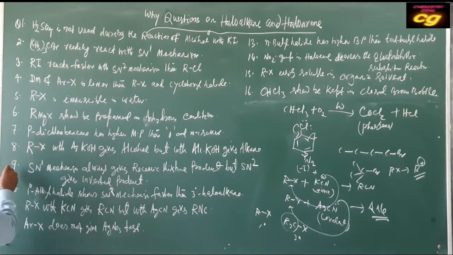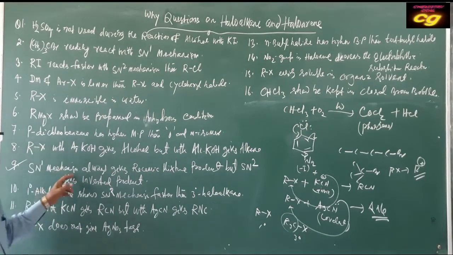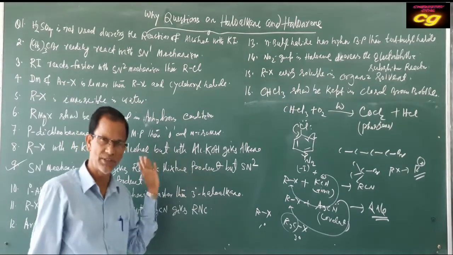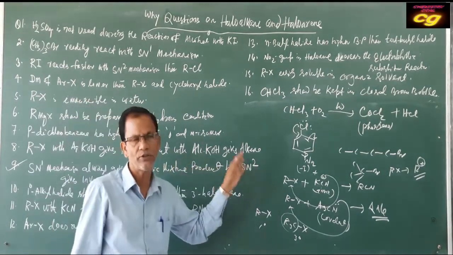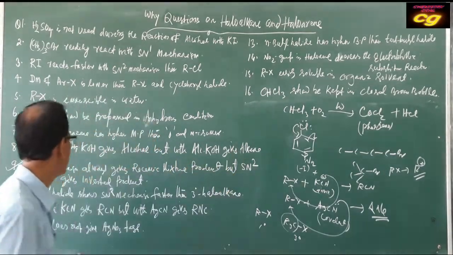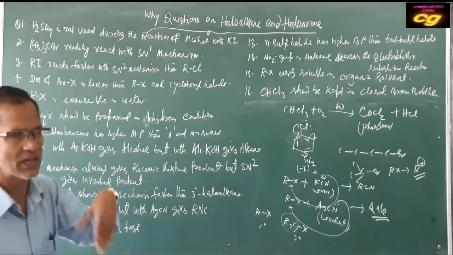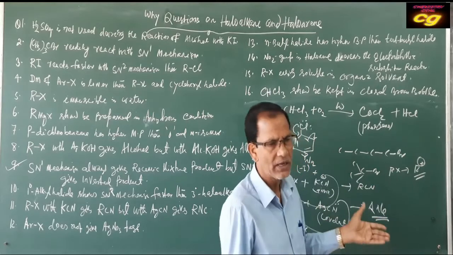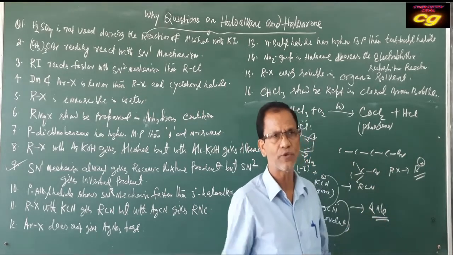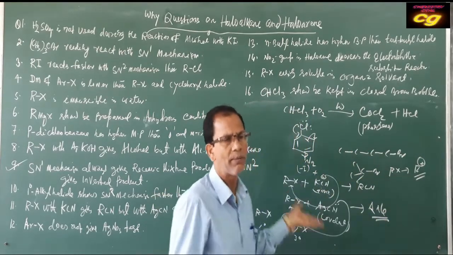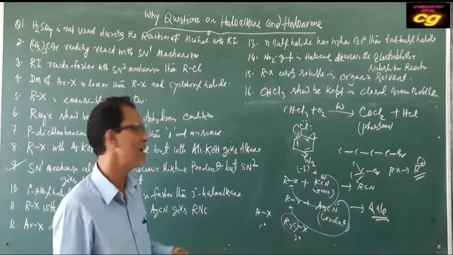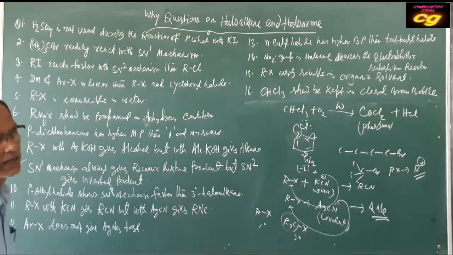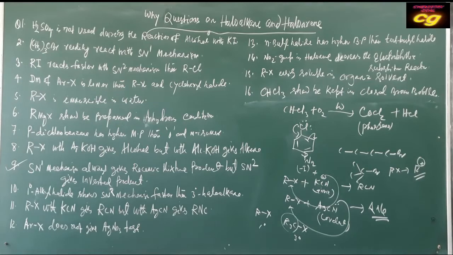Answer: in the SN1 mechanism the product is a racemic mixture, but in the SN2 reaction the product is an inverted product. In SN1, the first step is carbocation formation, and the carbocation is planar, so it is free to be attacked by the nucleophile from both sides, giving a racemic mixture. D and L both are produced.